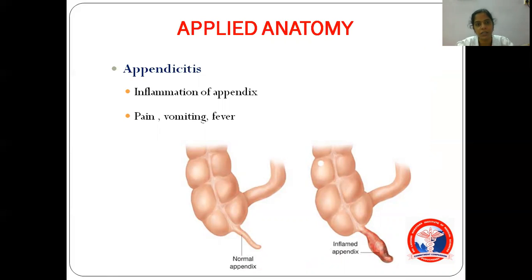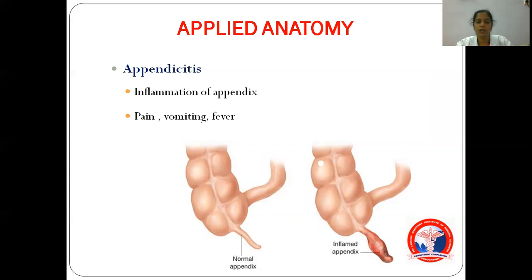The most common one is appendicitis. You can see so many patients come with appendicitis, so it's the most common one. It is due to inflammation of the appendix. The main cause is that the appendix is a tube-like structure, so fecal matter may obstruct it. Further, there will be infection and inflammation that will lead to appendicitis.